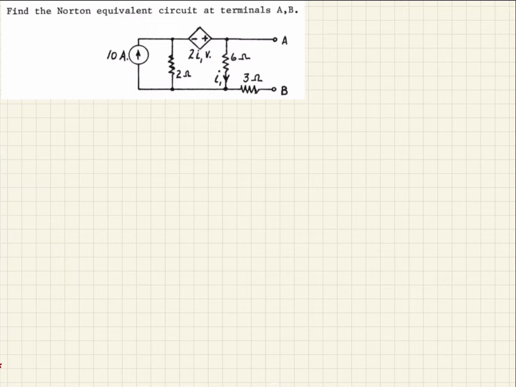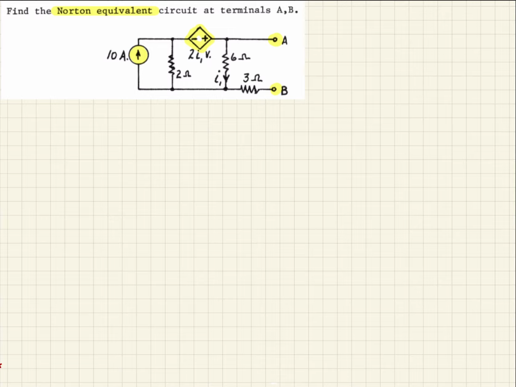So in this example, we're given this circuit here. It does have an independent current source, but then a dependent voltage source. And we're asked to find the Norton equivalent circuit between terminals A and B.